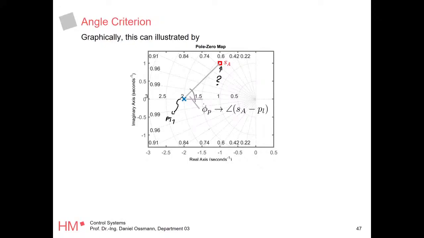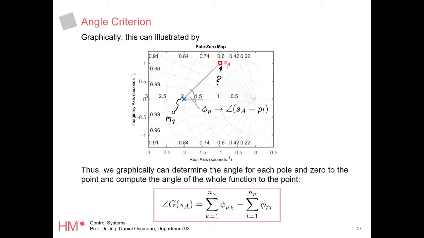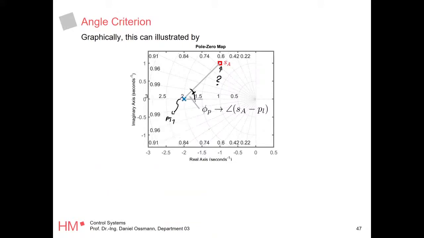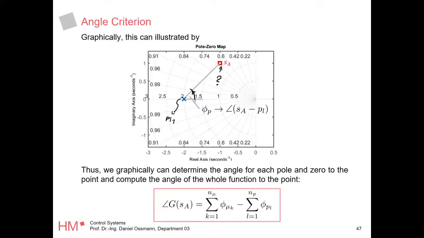And the angle is simply this angle here. So you go from the point to the point and you compute this angle, and you really see this is not 180 degrees, right? So this point cannot be on your root locus curve.